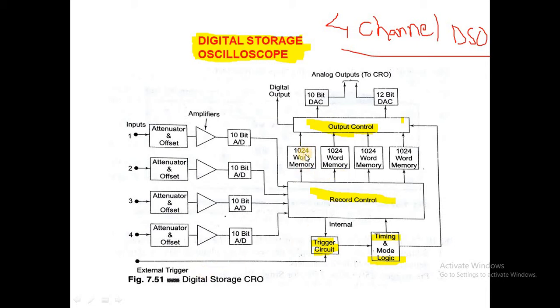It will be connected to a 1024-word memory for each channel. It has 4 channels, so for each channel we have 1024 words, and for 4 channels we have 4 into 1024 words. All these 4 channels are fed to the output control. Finally we get the analog outputs. These analog outputs are fed to a CRO for visualizing the analog signals. So here we are giving the inputs, here we are taking the analog outputs, and here we are obtaining the digital output. It is a simple 4-channel DSO.